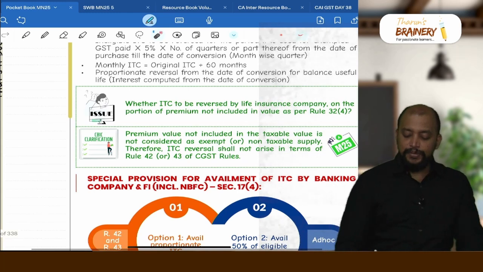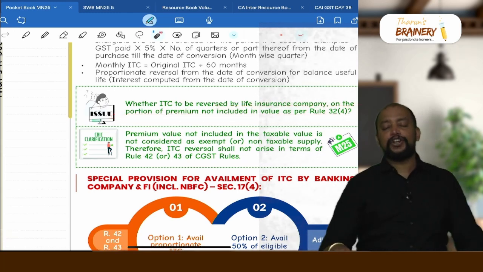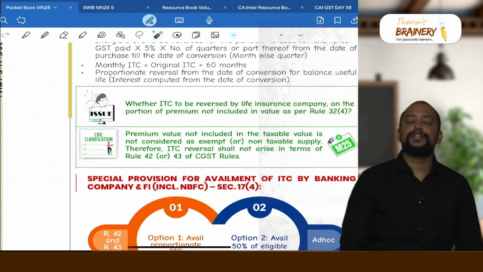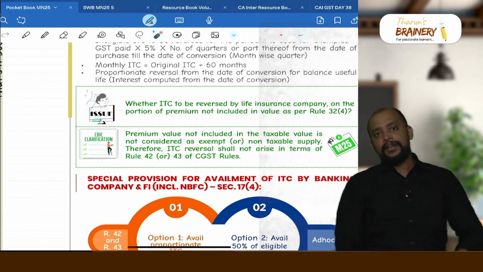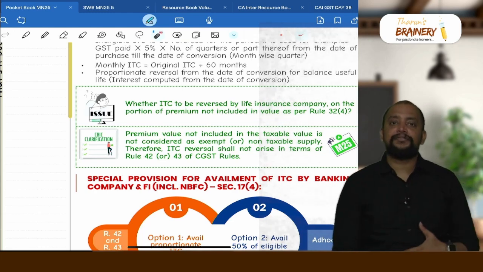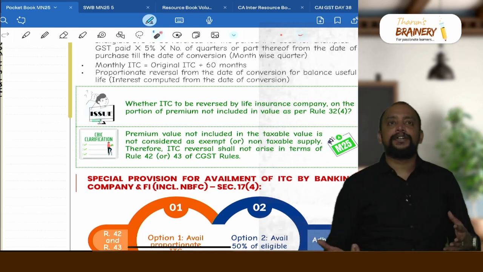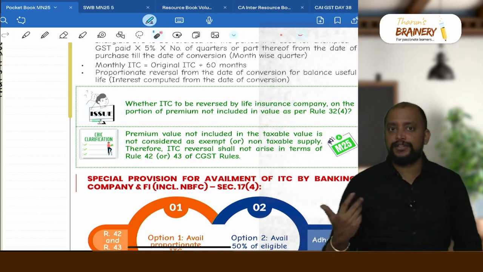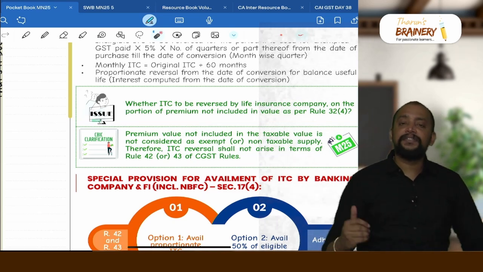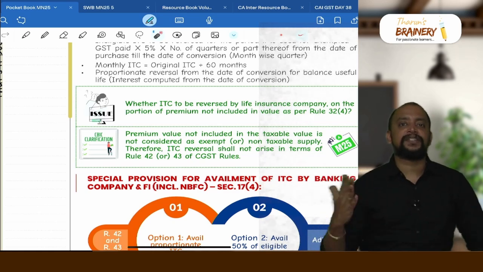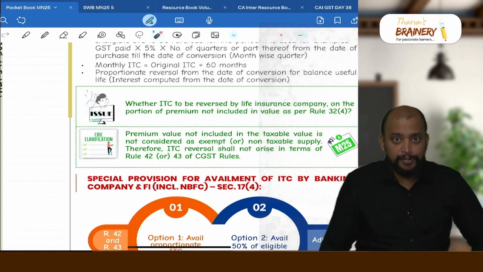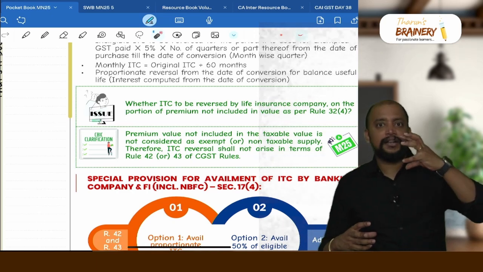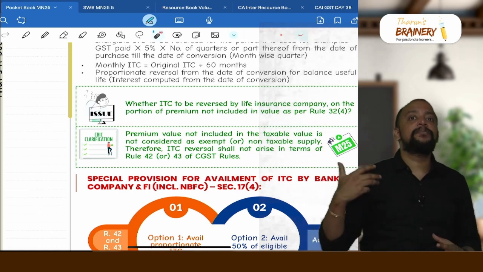And whether ITC is to be reversed by a life insurance company on the portion of premium not included in the value as per Rule 32 sub Rule 4. In valuation, Rule 32 sub Rule 4 says that in case of life insurance business, single premium annuity 10%, and if it is a reinvestment policy, premium collected minus amount allocated for investment, and even in case of other policies 25% of first year premium, 12.5% of subsequent premium. Now that much is only taxed, the remaining premium is not taxed.